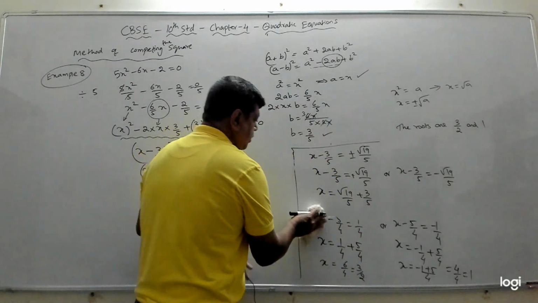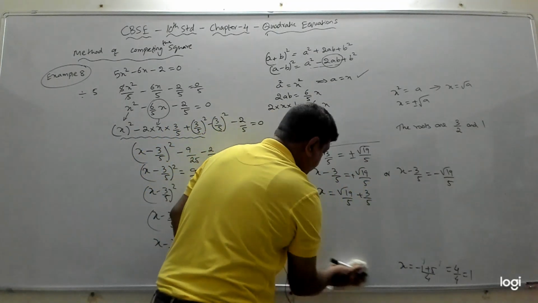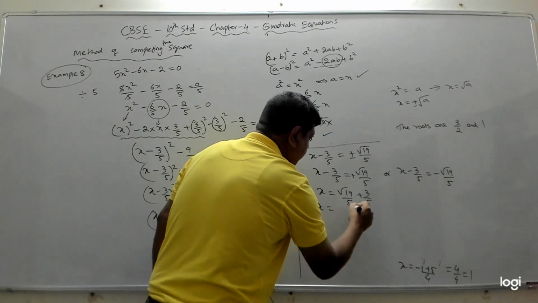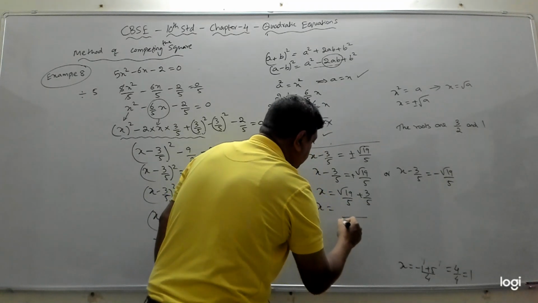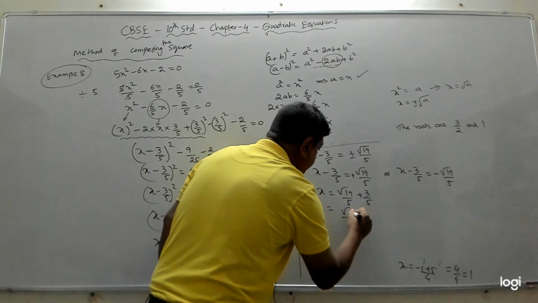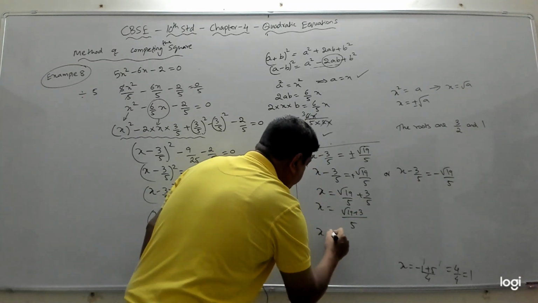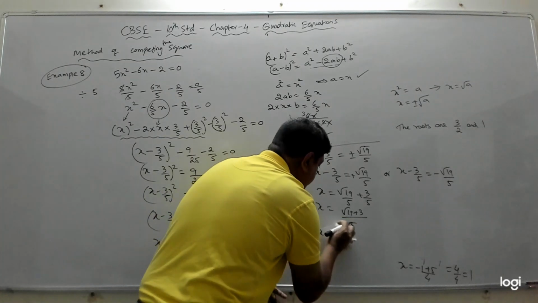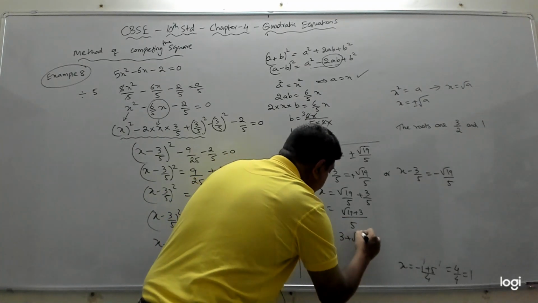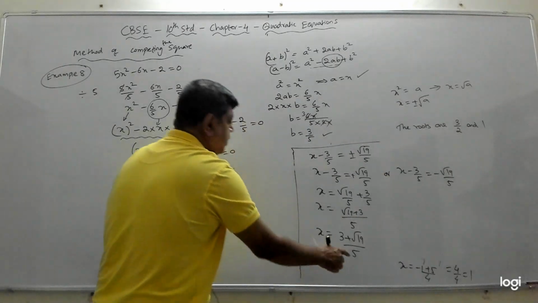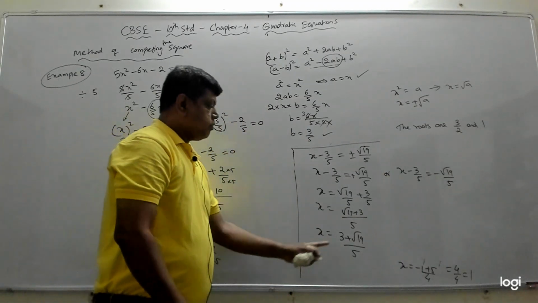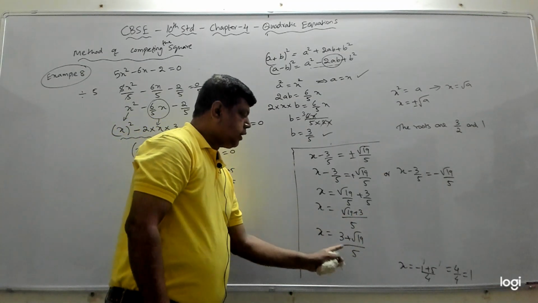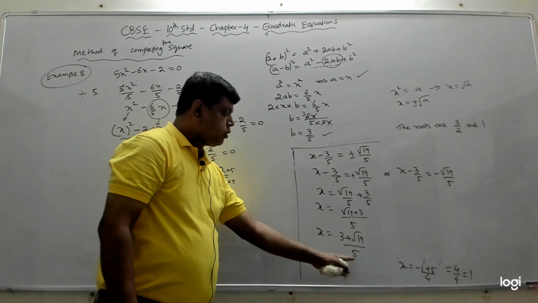Fine. So now x is equal to, 5 is the denominator, common 5. Then this will become root 19 plus 3. I can write this as x is equal to, generally we write the number first, 3 plus root 19 by 5. This is the value of x. We generally write the number 3 first, then I am writing root 19. So x is equal to 3 plus root 19 by 5.